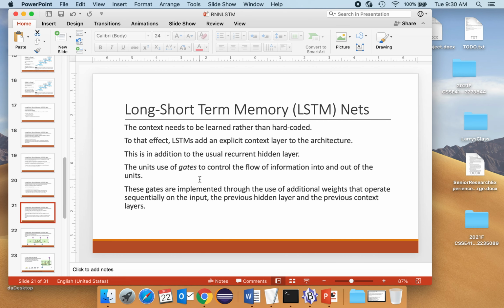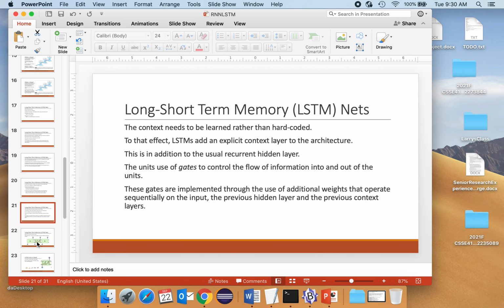And of course, we don't want to hard code this stuff, so we want to be able to learn this stuff. And in order to learn that and to manage it, we have what they call gates. These gates are implemented through the use of additional weights that operate on the input, the previous hidden layer, and the previous context layer.